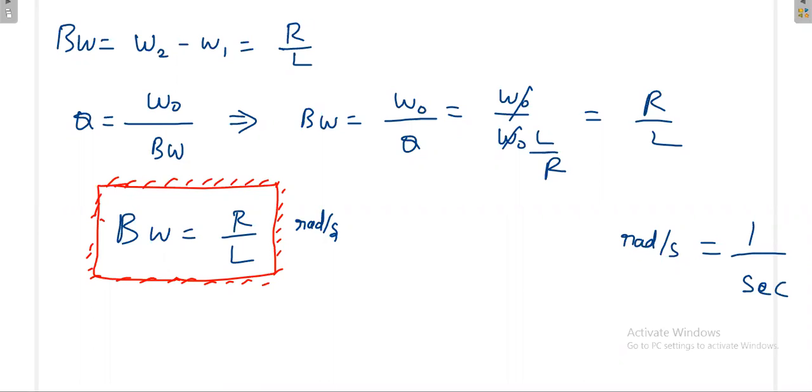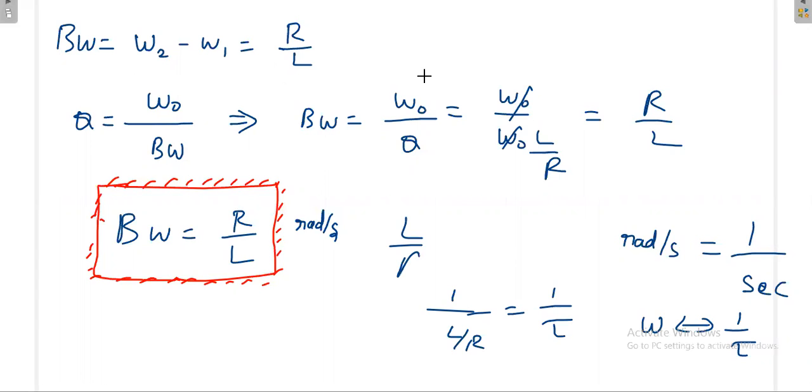We have this relationship because the omega side is like 1 by tau. What is 1 by tau? Tau is equal to L by R, so 1 by tau is R by L. Are you understanding this? Do not put L by R, that is wrong. Since 1 by tau, with tau being L by R, goes as R by L. So the bandwidth is always R by L, in radian per second, not in hertz.